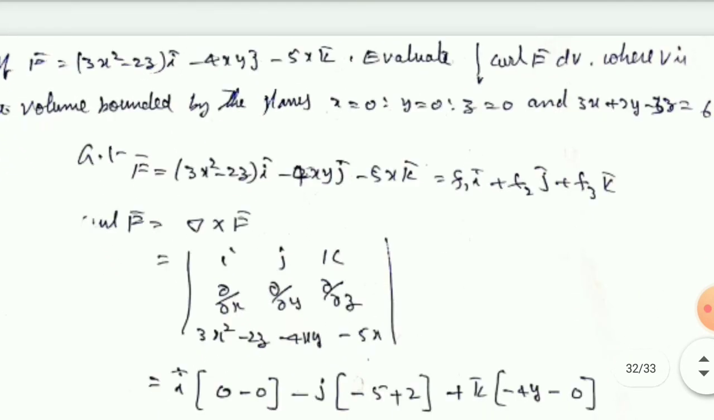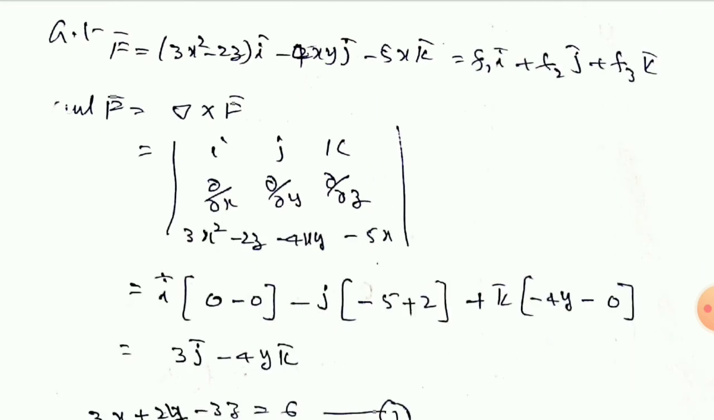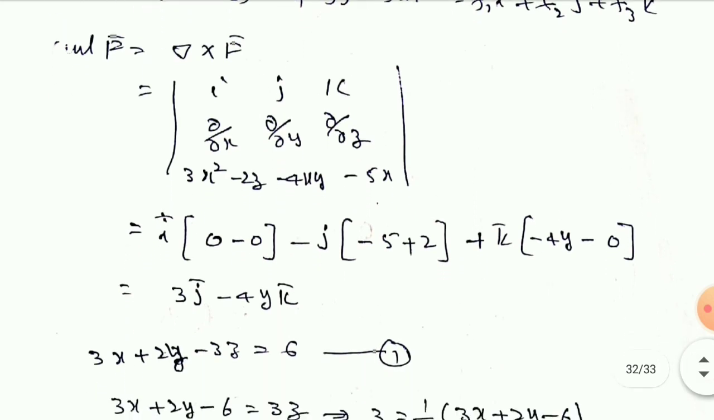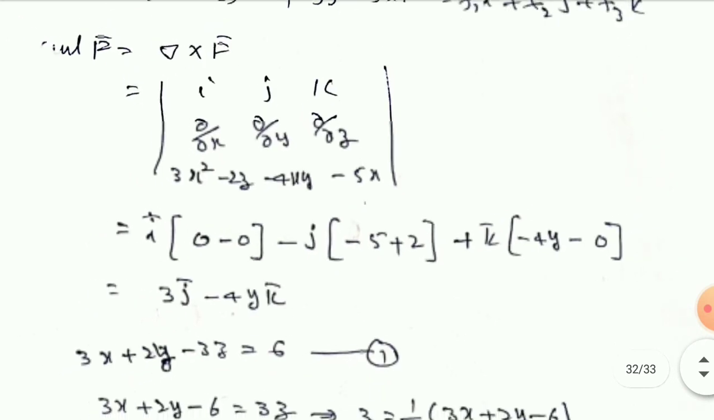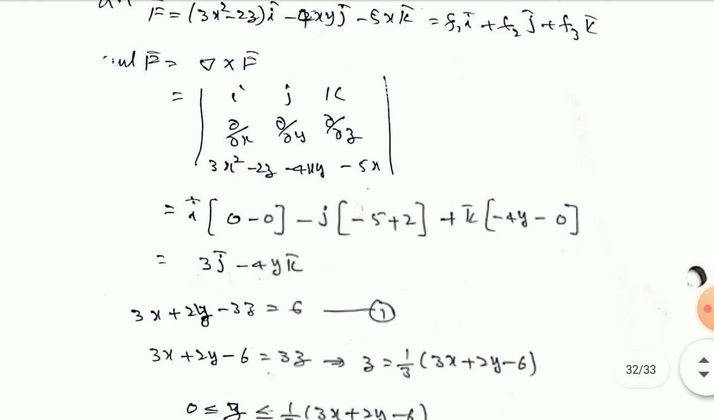So first you calculate curl of f bar. Easiest way: determinant of i j k, dou by dou x, dou by dou y, dou by dou z, and the i coefficient, j coefficient and k coefficient of your vector function. Find the determinant. The answer is 3j minus 4y k. This is your calculated curl f bar.